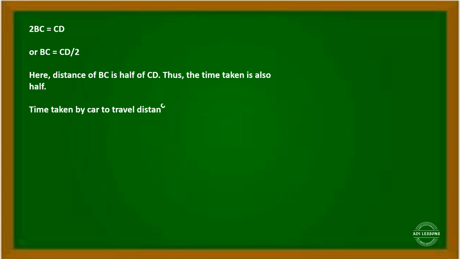Time taken by the car to travel distance CD equals 6 seconds. Time taken by the car to travel BC equals 6 by 2, that equals 3 seconds.